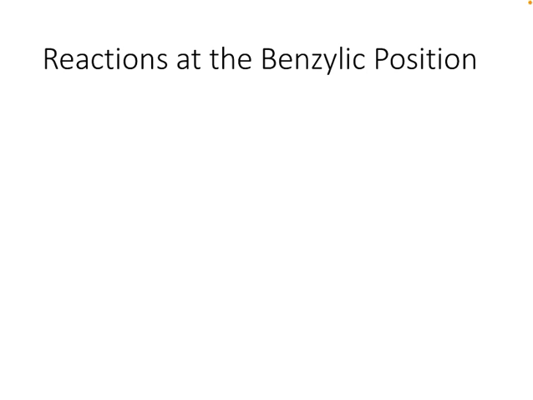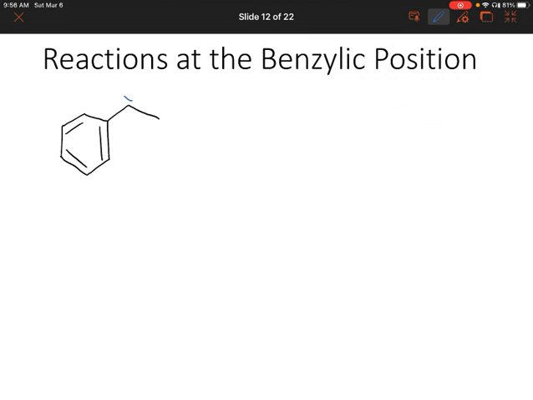Hi everyone. In this video we're going to discuss reactions at the benzylic position. Alright, so the benzylic position is one carbon away from benzene. So if you have some sort of carbon group coming off of the benzene ring, the first carbon will be the benzylic position. Now, the reason that we can talk about so many reactions at this particular position is because the benzylic position has unique reactivity due to resonance.